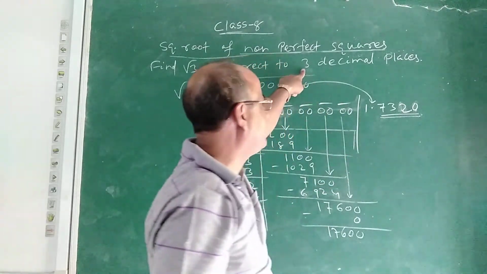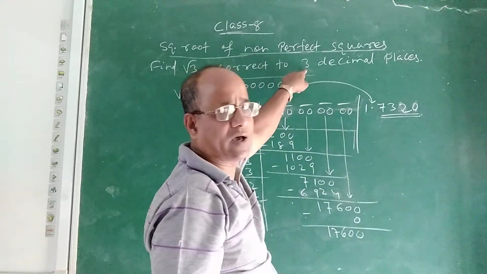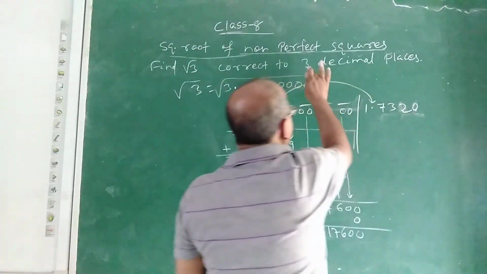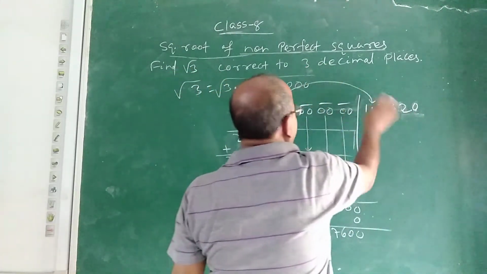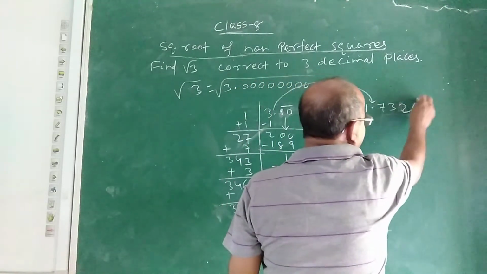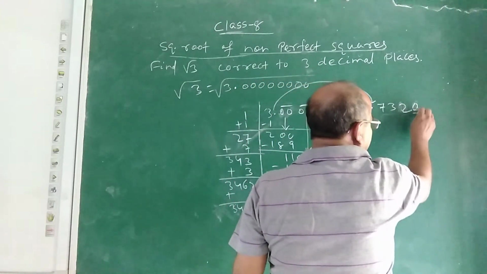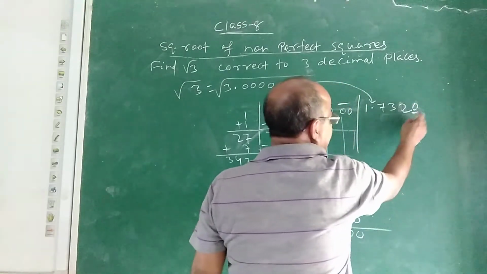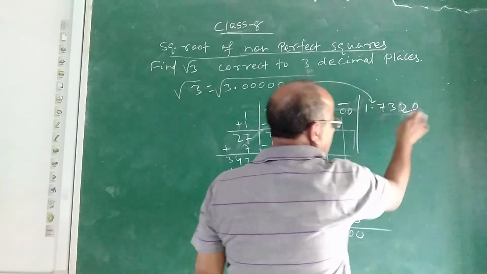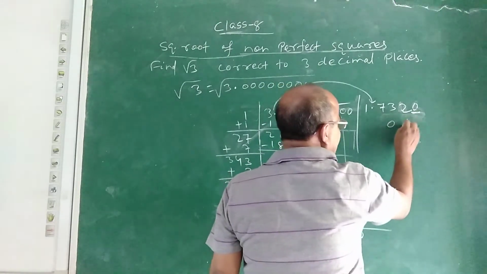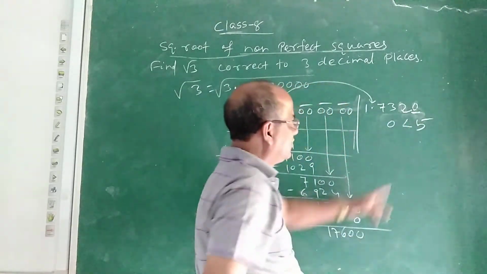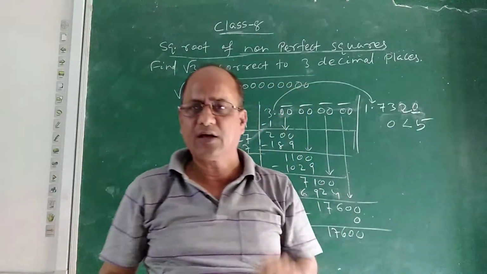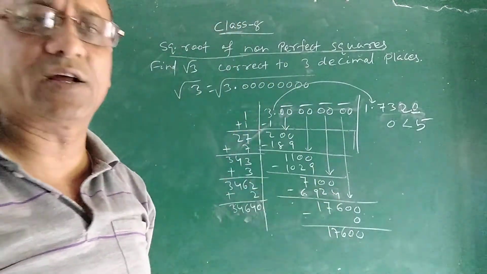But what is our aim? Our aim is to find the square root correct up to 3 decimal places. So when you are asked to find the square root correct up to 3 decimal places, now we have got the 4th place. What you have to do? You have to round up this 4th place. Now the 4th place is 0 and it is less than 5. You know how to round numbers. Rounding numbers was taught to you in junior classes.